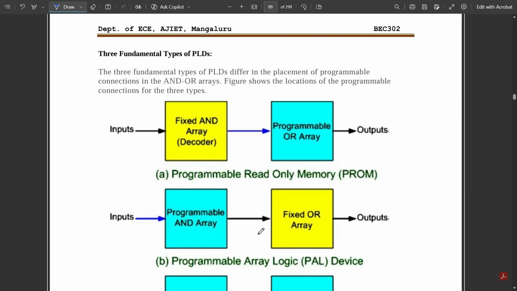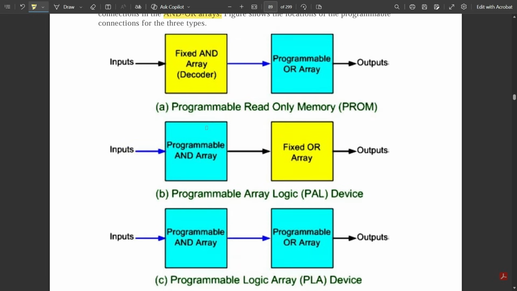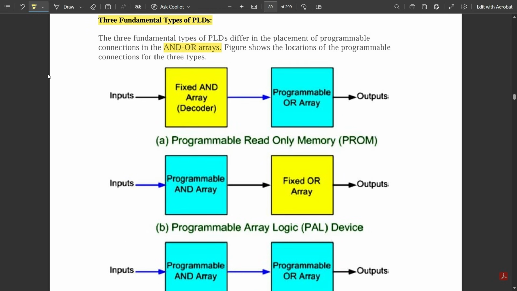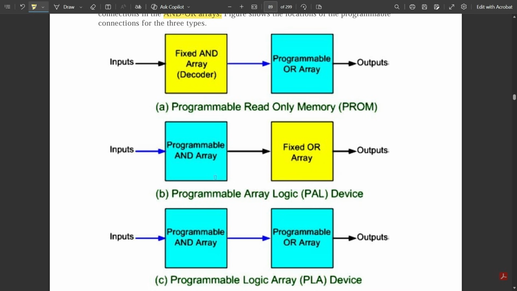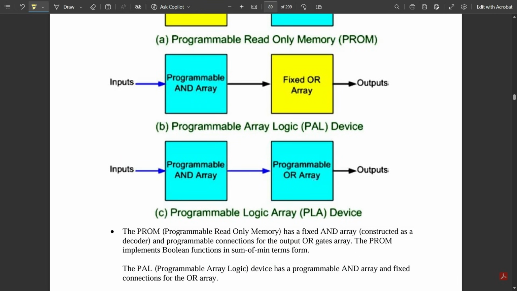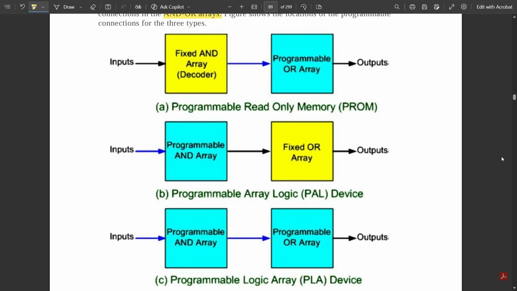Now, fundamental types of PLDs. This I've already told you, but this is the block diagram which would make it much more clear. There are three fundamental types of PLDs which differ in the placement of programmable connections in the AND and OR arrays. Okay, the figure shows the locations of the programmable connections for these three types. First is programmable read-only memory, PROM: inputs are given to a fixed AND array, that is the decoder, and a programmable OR array, then outputs. Then for a PAL, programmable AND array and fixed OR array. Then for a PLA, programmable AND array as well as programmable OR array. Okay, like this the block diagrams are represented for these three types of PLDs.